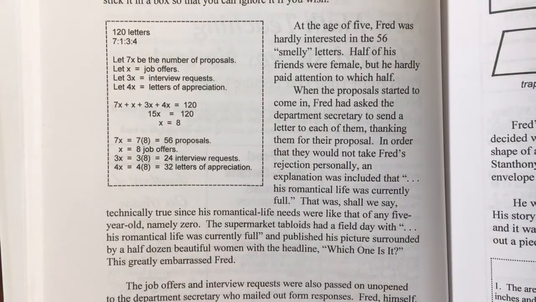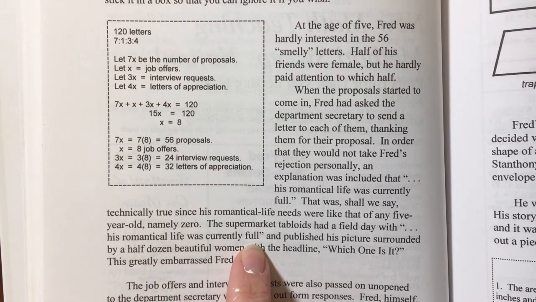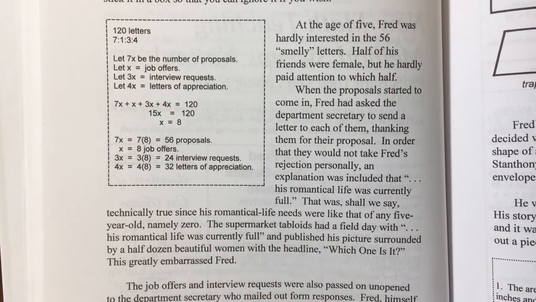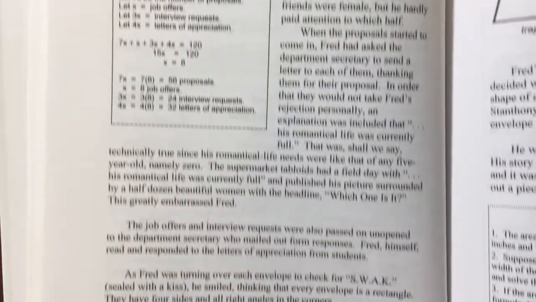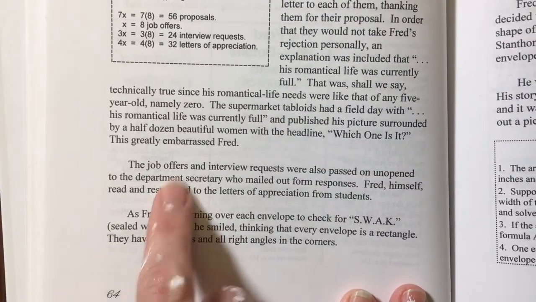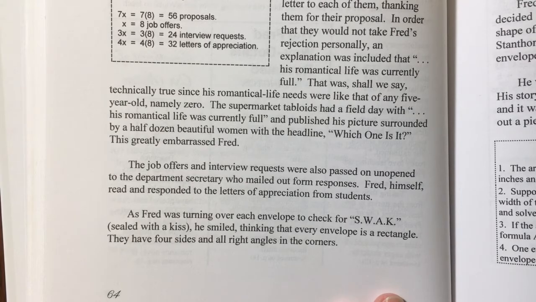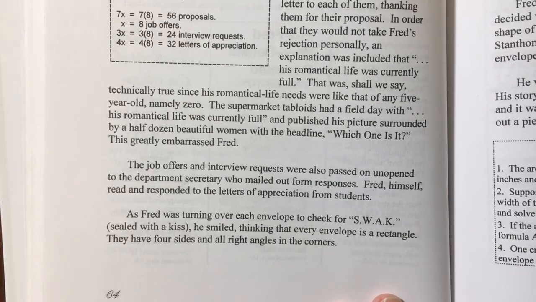That was, shall we say, technically true, since his romantic life needs were like that of any 5-year-old, namely 0. The supermarket tabloids had a field day with "His romantic life was currently full," and published his picture surrounded by half a dozen beautiful women with the headline, "Which one is it?" This greatly embarrassed Fred. The job offers and interview requests were also passed on unopened to the department secretary, who mailed out form responses. Fred himself read and responded to the letters of appreciation from students.